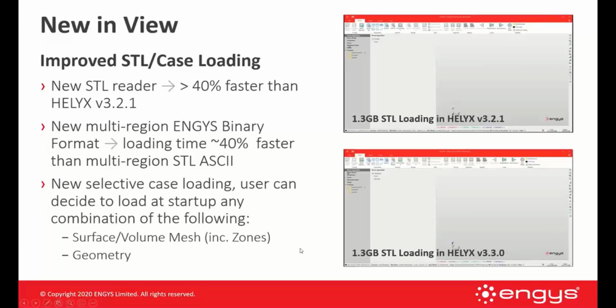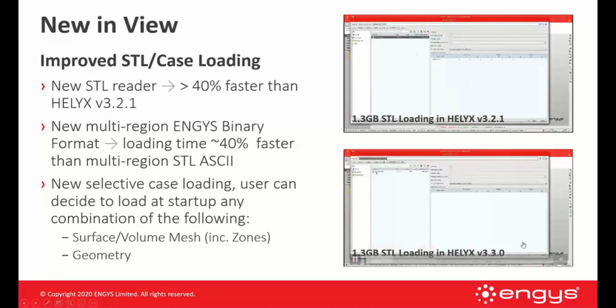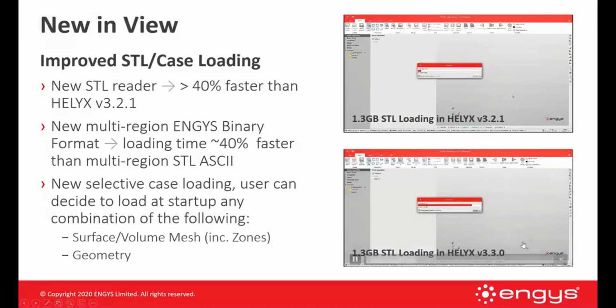In terms of case loading and STL loading, we have a new STL reader which runs 40% faster than the previous version of HELYX. So for example, if you look at the same STL, if you want to see just the loading time in 3.2.1 compared to 3.3, this is what we get. So 3.2.1 on the top, 3.3 on the bottom. And you can see the progress here.